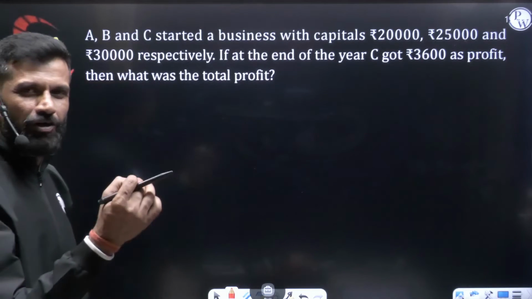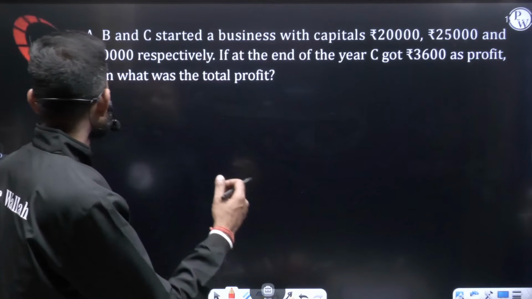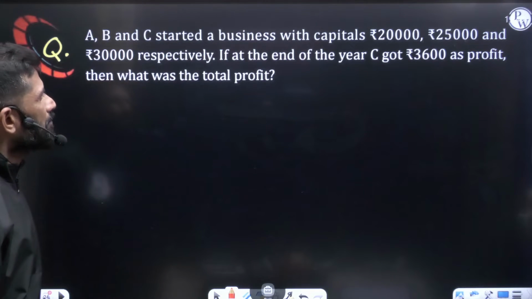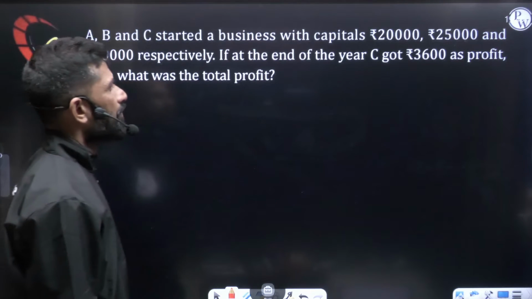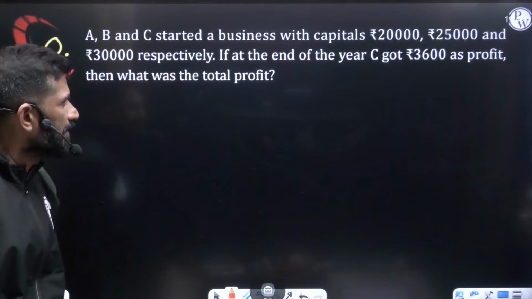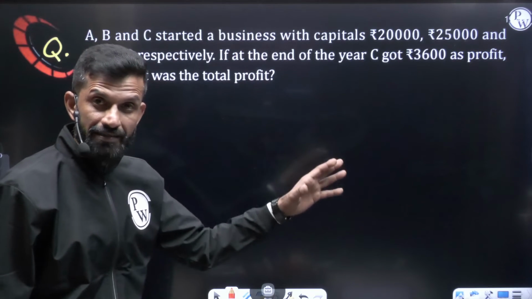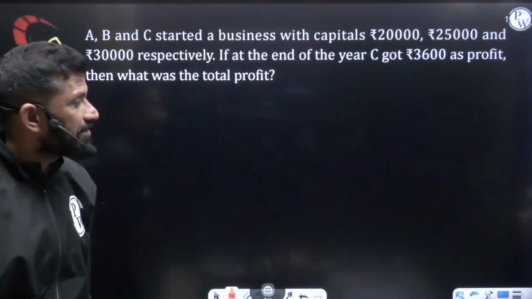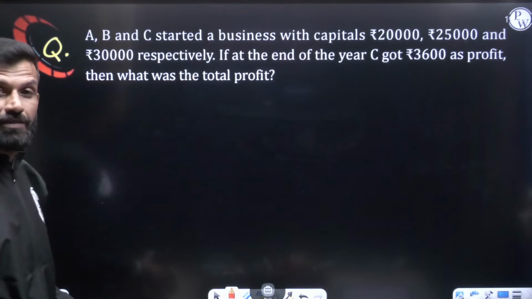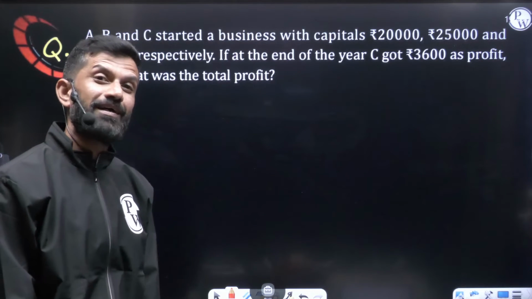You know very well now compound partnership as well. Let's see this question. A, B, C started a business with capital 20,000, 25,000 and 30,000 respectively. If at the end of the year C got 3,600 as a profit, then what was the total profit? They are asking you what was the total profit.